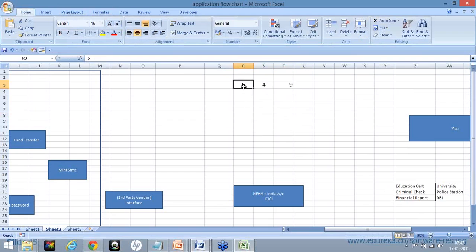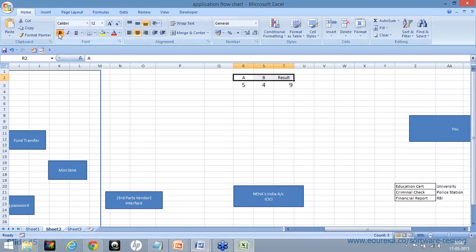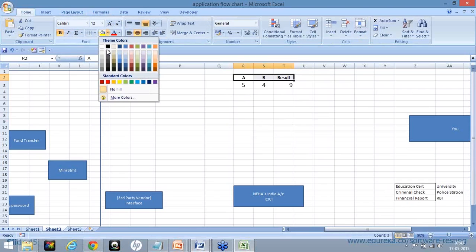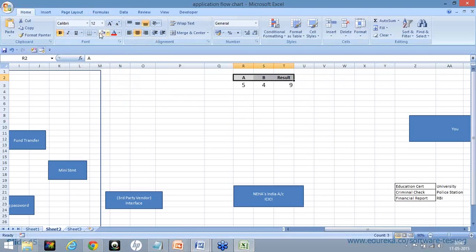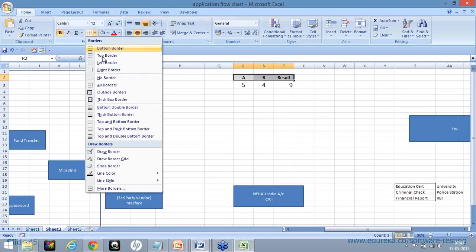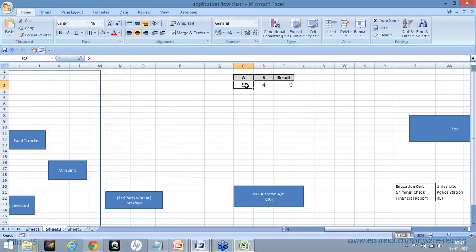So what is the requirement now? I am putting two values. This is A, let's call this B, A and B, and the result. I'm just giving a brief explanation just for you to understand. So A is the first text, B is the second text, and adding these, you have to get a result. This is the result.